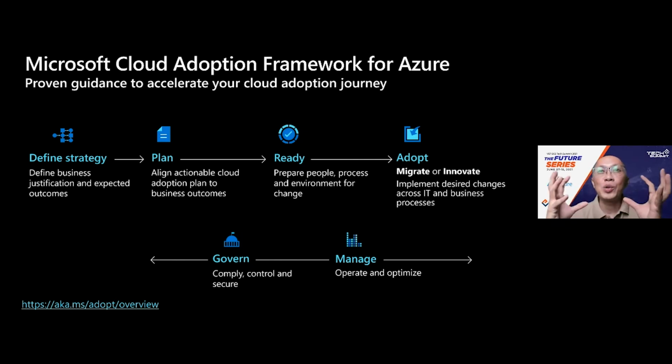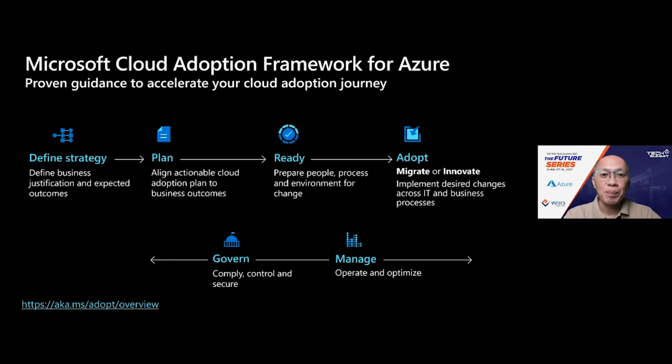And then once you get that strategy, there is a planning module. The planning module tells you, based on your strategy, these are now your next steps. This is your actionable plan to achieve those business goals that you came up with when you defined your strategy.